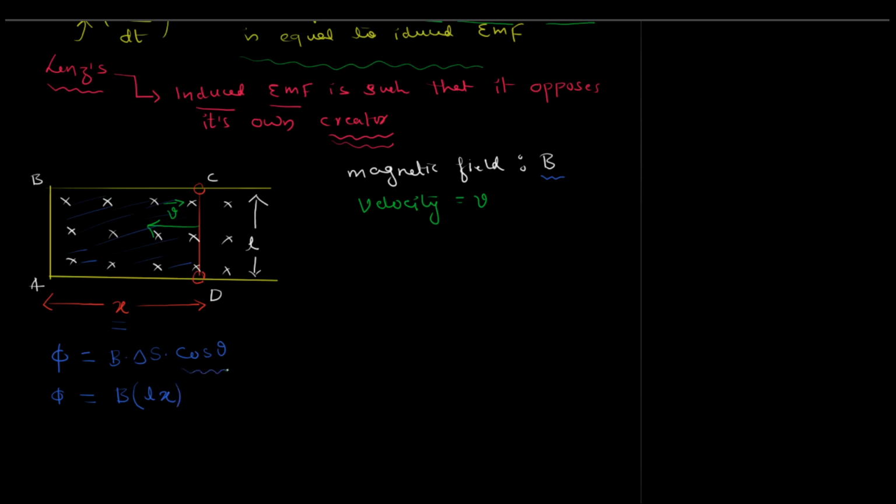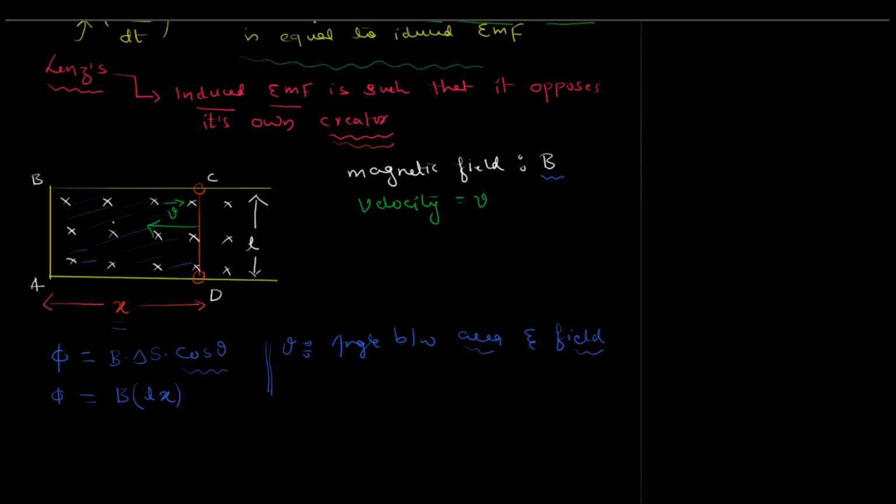Now let's focus on the cos theta, right? If you somehow can get the value of theta, then you can easily get the value of cos theta. I'm thinking theta over here is 0. Let's see why. Theta is basically the angle between the area vector and the magnetic field vector, right? So the angle between the area vector and field vector.